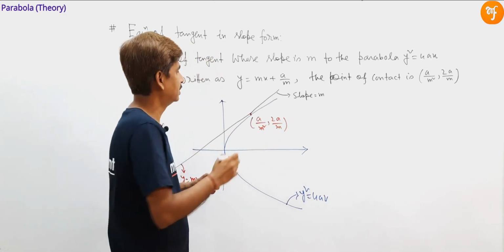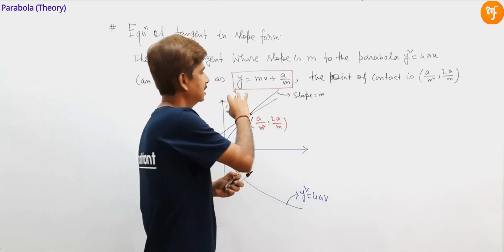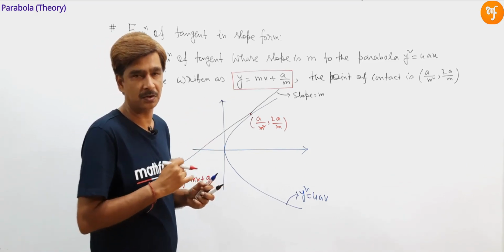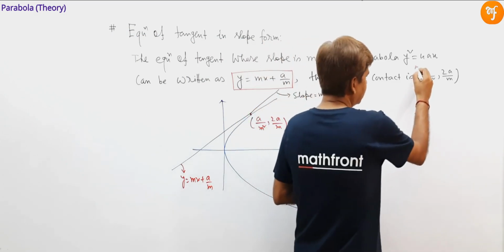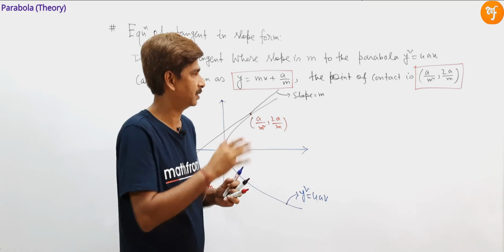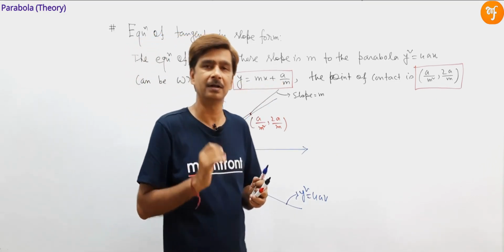Okay, so these are two important equations, that is y is equal to mx plus a by m is the equation of tangent in slope form, and its point of contact is what? A by m square comma 2a by m. You must remember these equations and this point of contact for the numerical.